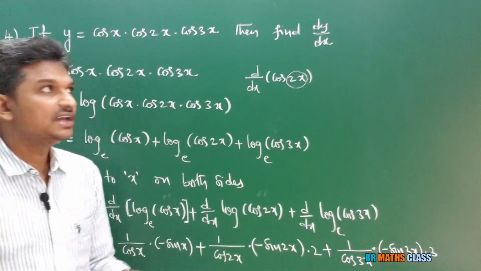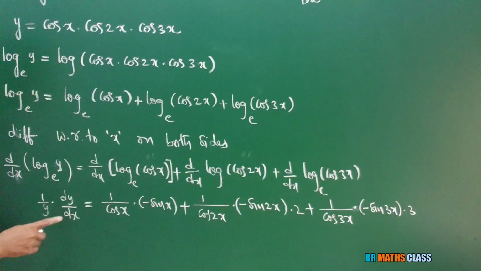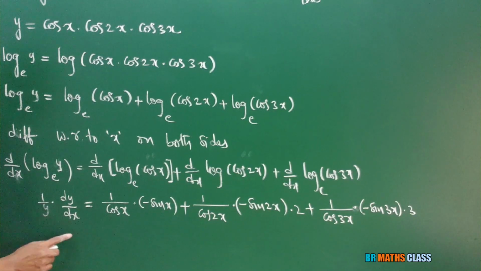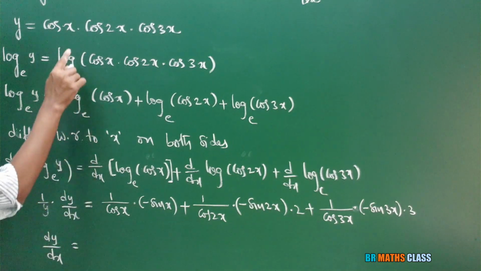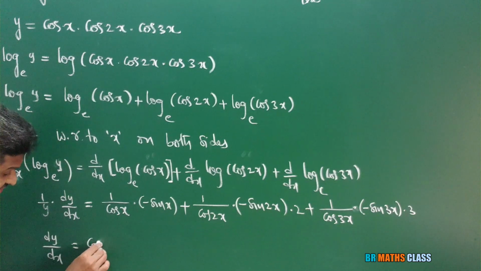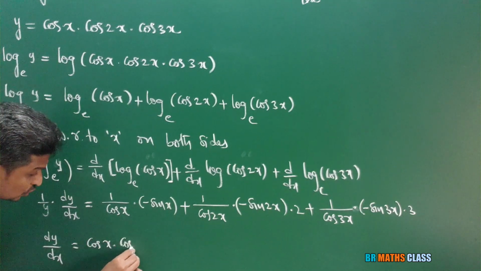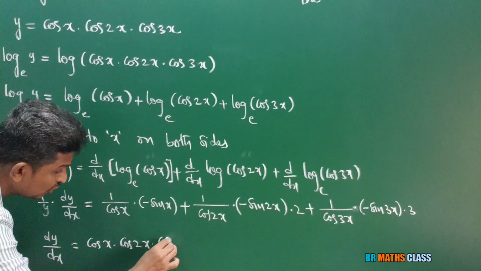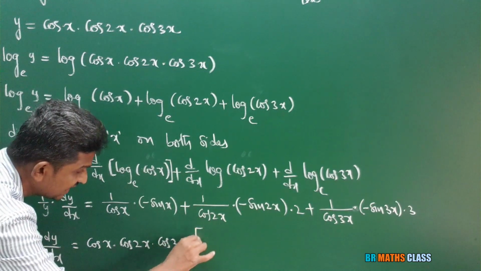Now what I need? I need dy by dx. Now what I'll do? I'll take y to this side. Then what you will get? y into, what is y? y is cos x into cos 2x into cos 3x. So in place of y, I'll write that cos x into cos 2x into cos 3x. I hope you are understanding.